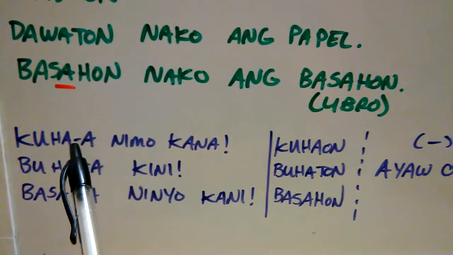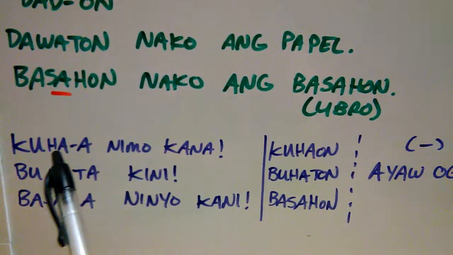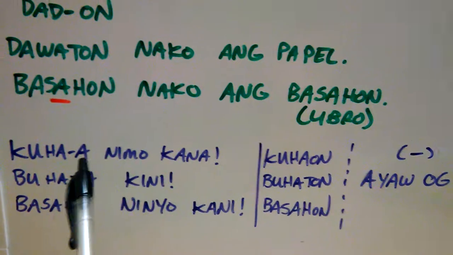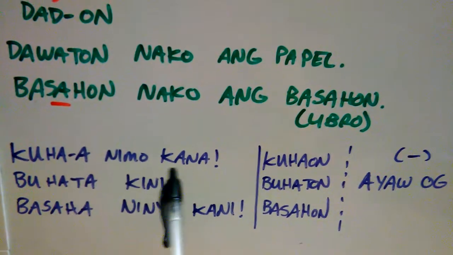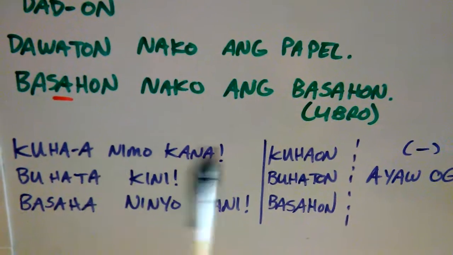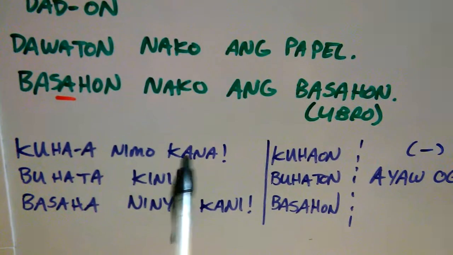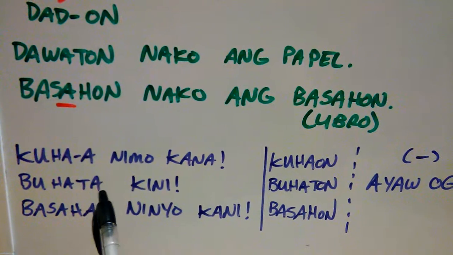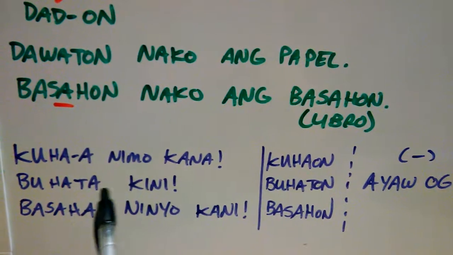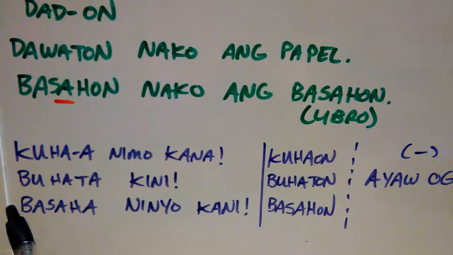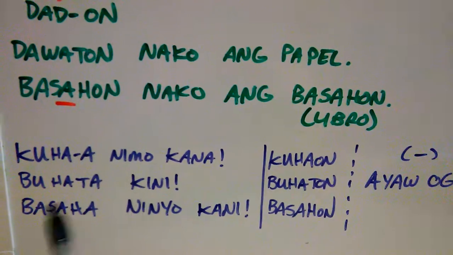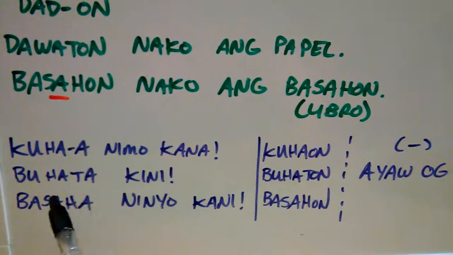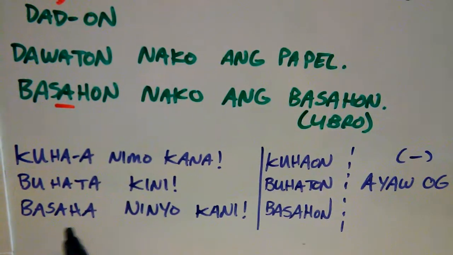So kuha is ending with a glottal stop, or a stressed vowel, so we add a. Kuha a nimo kana. Take that or get that. Kana, that, right? Buhat ends in a consonant, so we add a. Buhata. Again, the last syllable will take the stress. Buhata kini. It translates to do this. And the last one is basa.